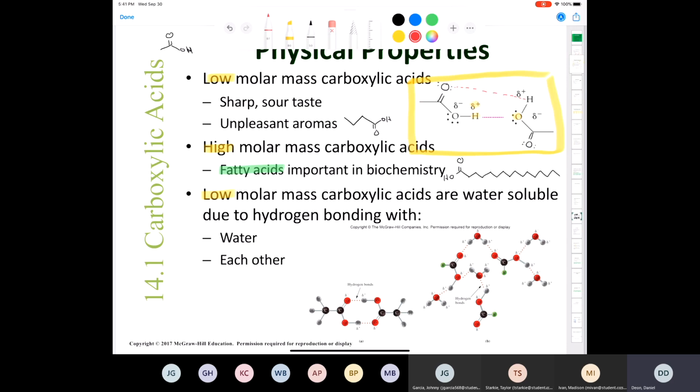Absolutely, that would count. But what's interesting is that not only can low molar mass carboxylic acids hydrogen bond with each other, they can hydrogen bond with water, right? And if we were to draw a water molecule in here, hey, no reason why we couldn't have hydrogen bonding between this lone pair and the hydrogen on water, because it's delta plus, right? Delta minus, delta plus, like that. Okay. All right. There we go.